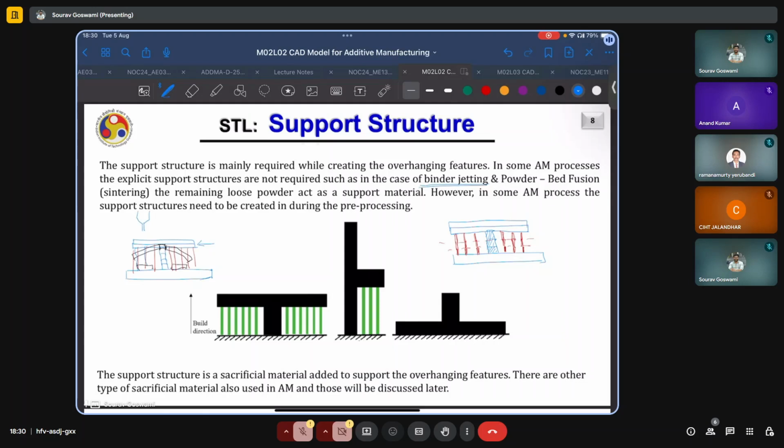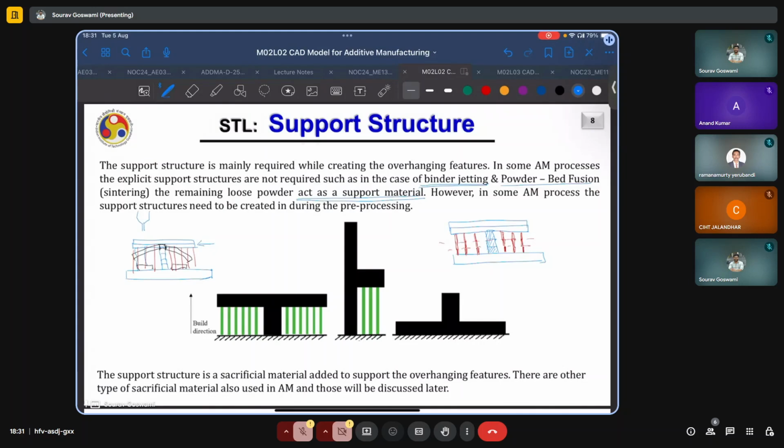And powder bed fusion, where again you have a bed on which a fine layer of powder is spread, and you selectively sinter or melt regions of interest by, say, a laser, and then you move the table and a new layer of powder is spread. In this case, the loose powder which is available in the vicinity of the printed structure itself can act as the support material.